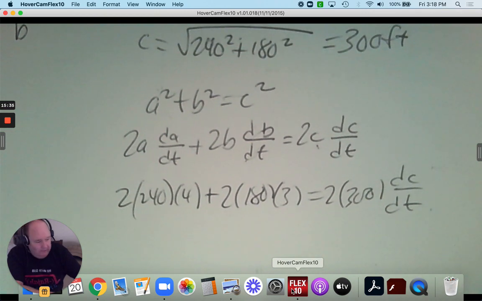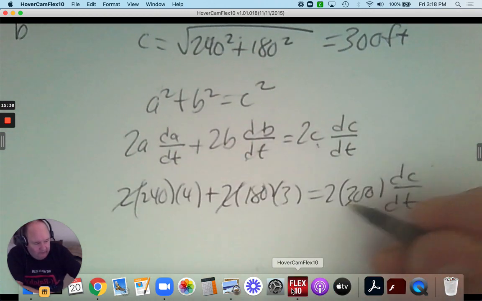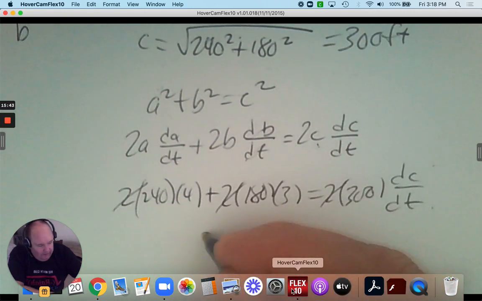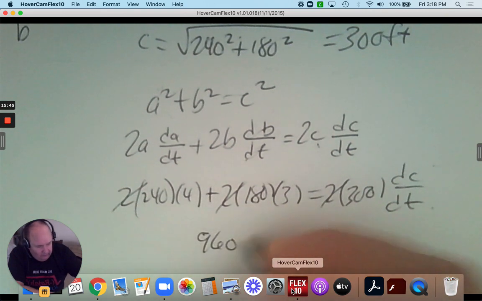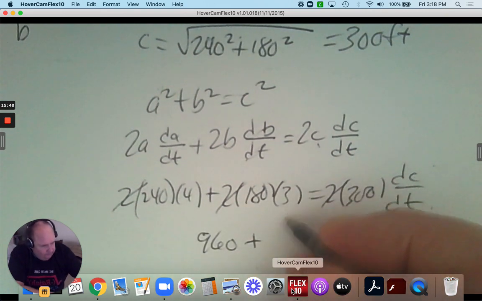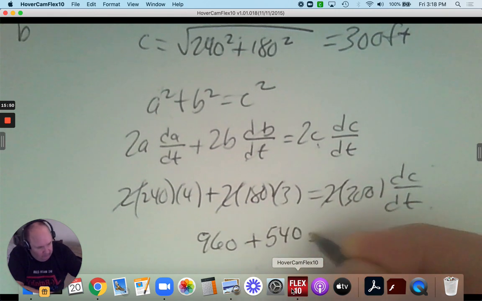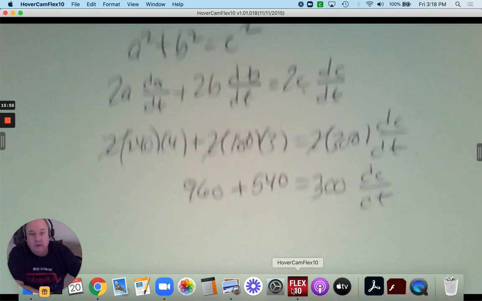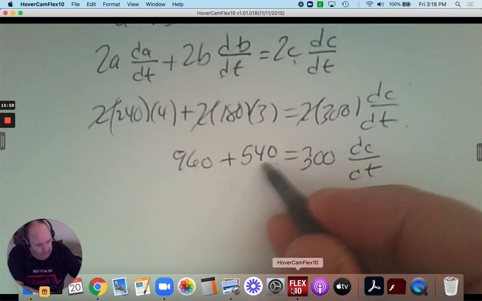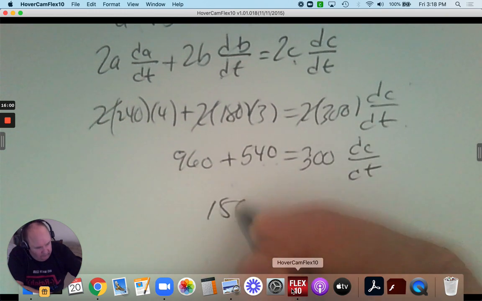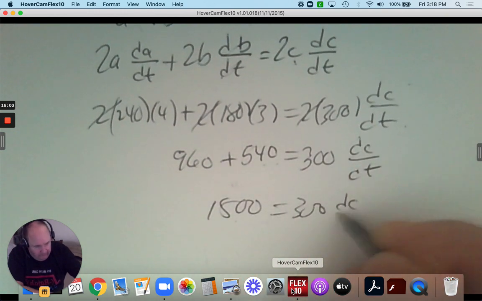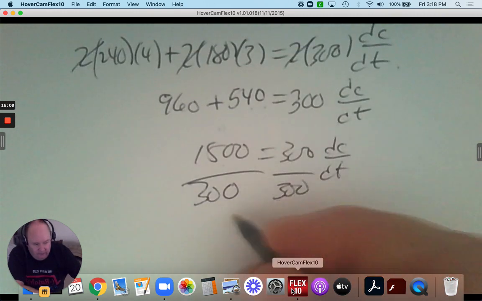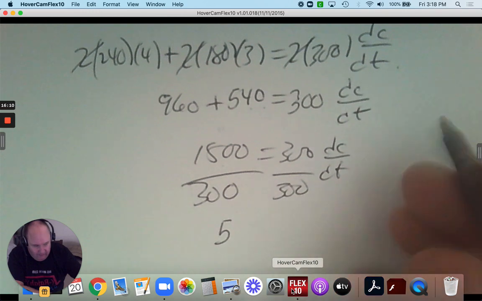So if you want to make life easier, we could divide 2 out of everything. That gives me what? 800, 960 plus 540. Add these together. That's 1,500. So it is going to go nicely. And then divide by 300. So 1,500 divided by 300, and the answer is 5.